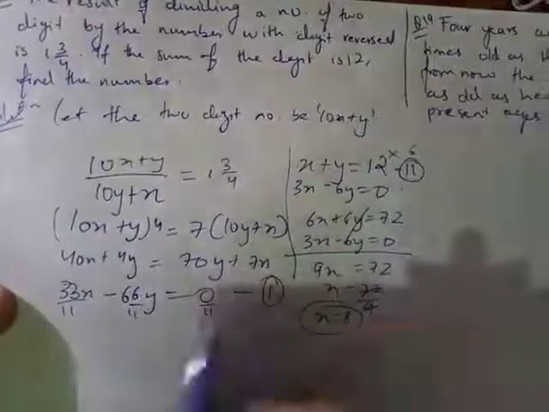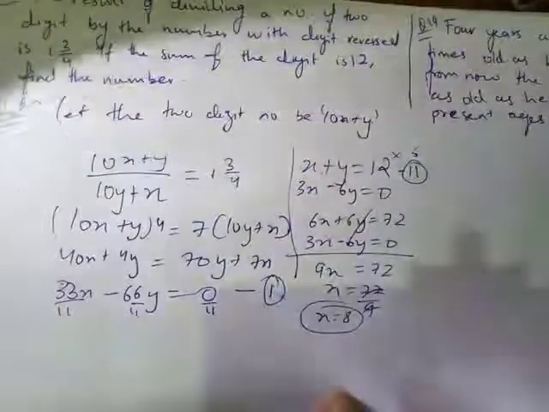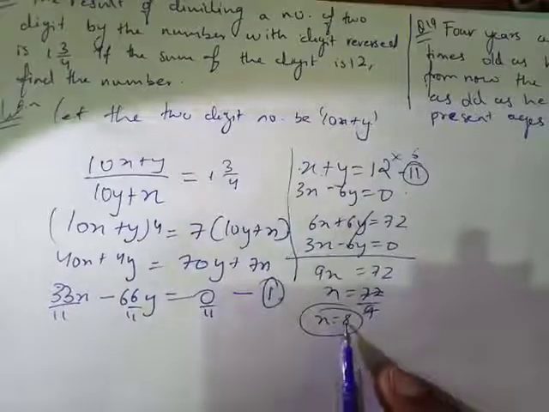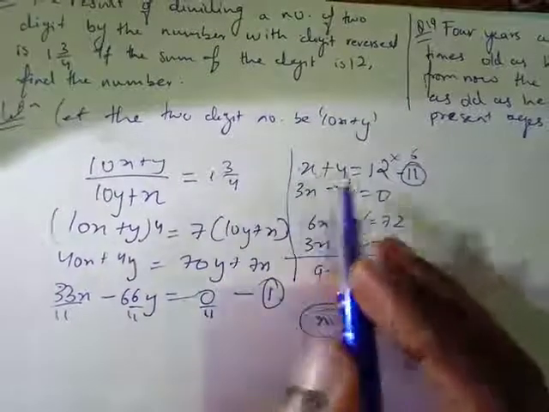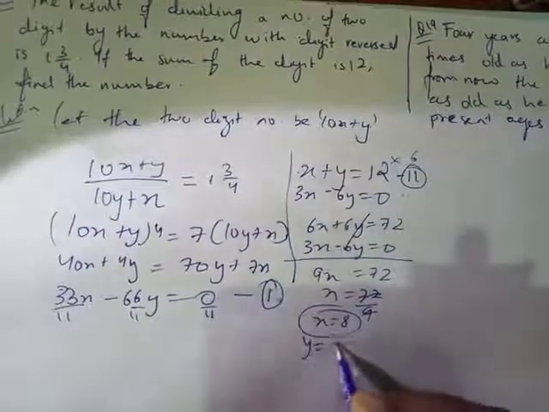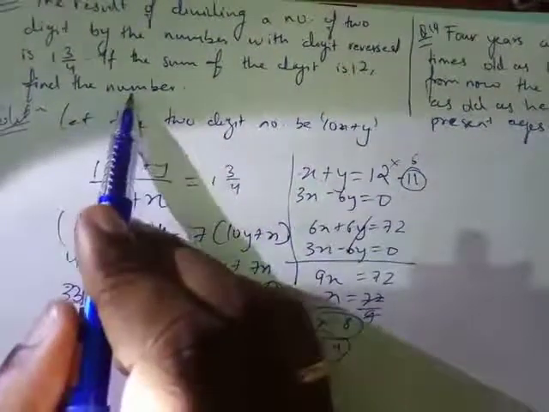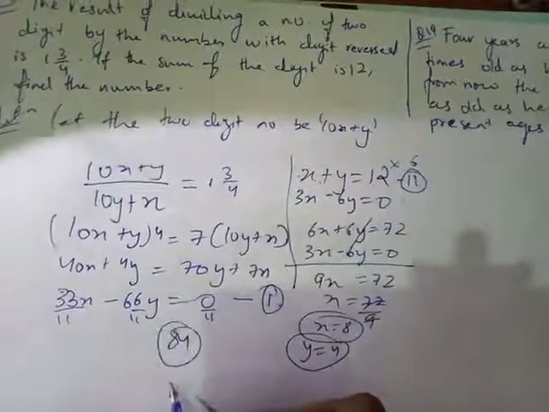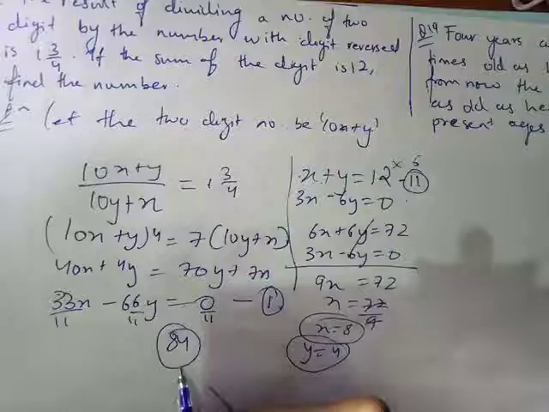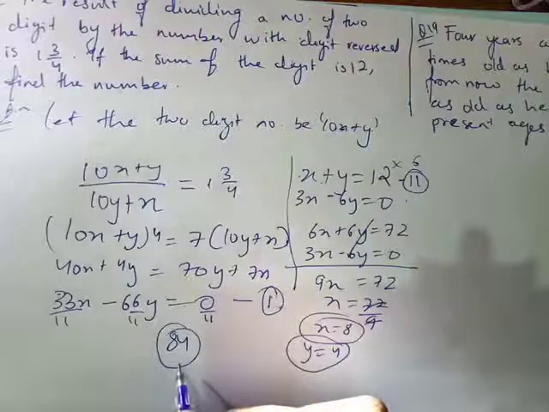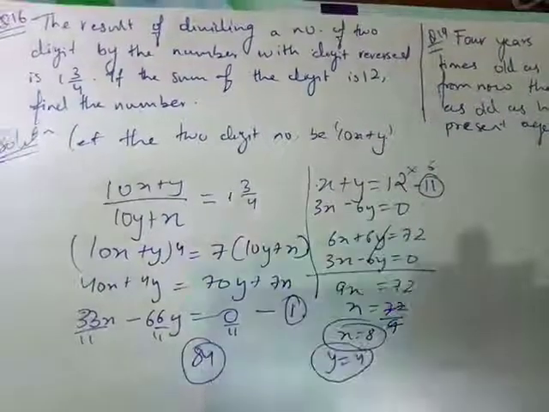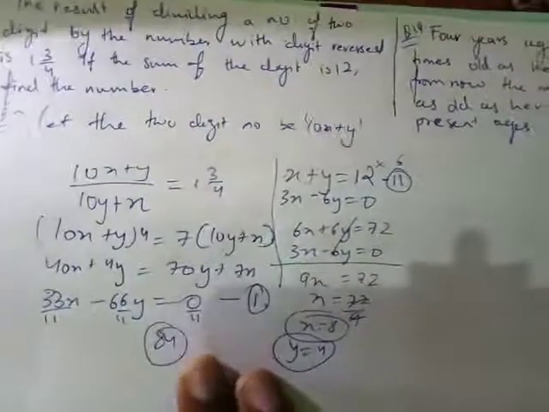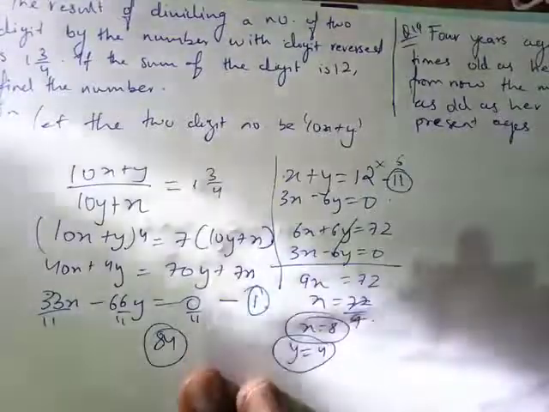What is the value of x? 8. If you see carefully, I get the value of x as 8. Then you put the value of x over here, and you get y as 4. They said find the number. What was the number? X and y, so the number was 84. That's how you solve this type of question. If you are still not able to understand, read the question again and again and try understanding it. I bet you'll understand.